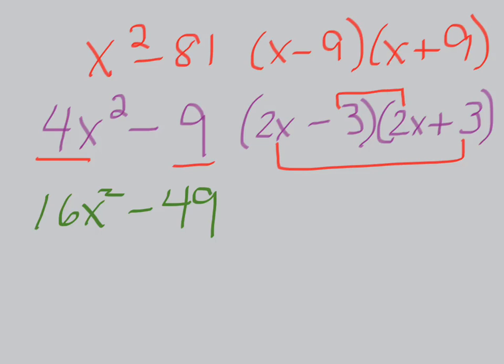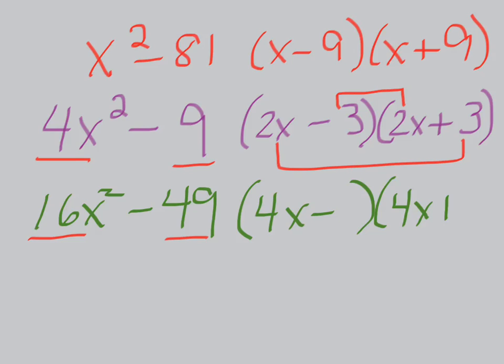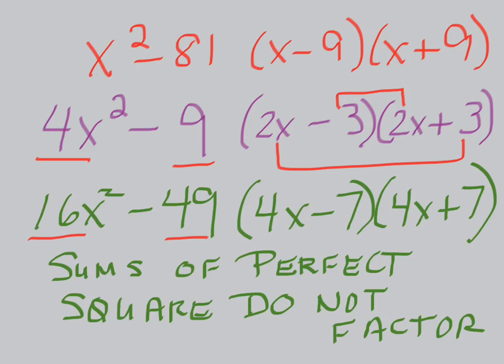Here's a third example. Once again, we have a perfect square of 16 and 49. So that's going to give us 4x times 4x, which gives us 16x squared. One's a minus, one's a plus, and then the square root of 49 is 7, so we have 7 times 7. One thing that's important to remember is that the sums of perfect squares do not factor. They do not factor, so please do not try to factor the sum of perfect squares.